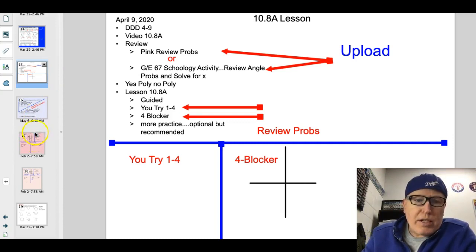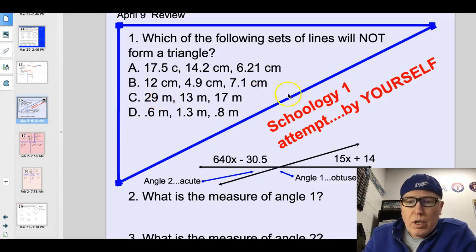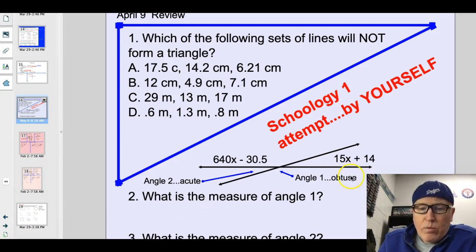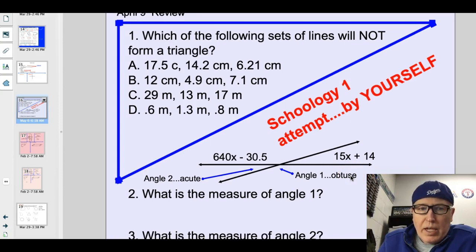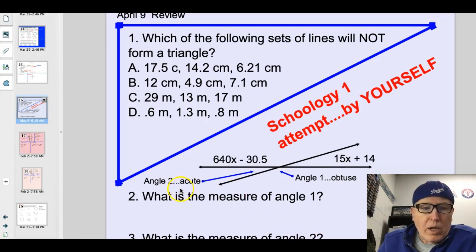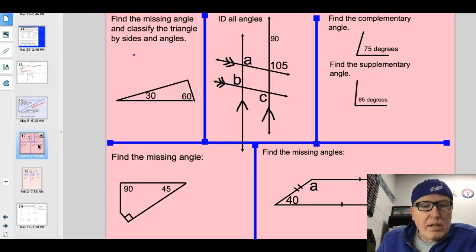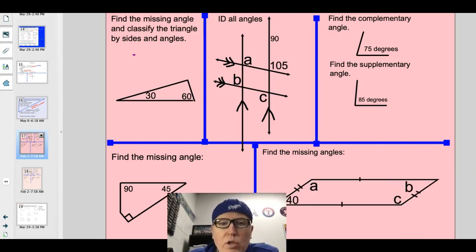If you're a G67 or an E67 kid, I'm going to have you do this right here. This is a Schoology activity. I'd like you to go ahead and complete that. You'll find one just like it on Schoology for the April 9th review. So you don't necessarily need to see all this. I know my lines are a little bit low there, but you can work on that. If you are not a G or an E kid, then you can go ahead and work on this. Let me move myself out of the way here. And you can go ahead and pause for about 5 minutes and work on these problems.